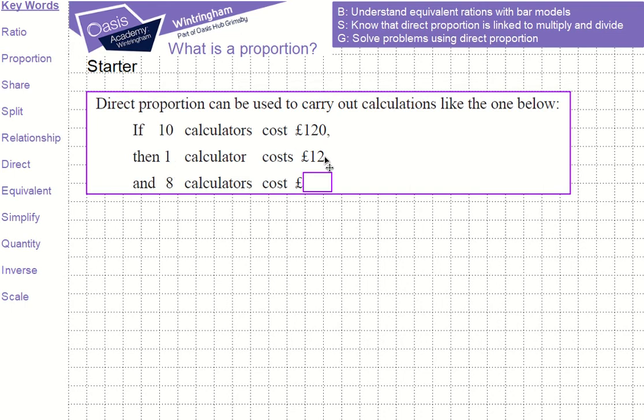So here we're dividing, and for the next step, we've gone from 1, and this time up to 8. And 1 multiplied by 8 is 8. So 12 multiplied by 8 is 96. Whatever we divide here, we divide on the right hand side as well. And whatever we multiply on the left hand side, we multiply on the right hand side.